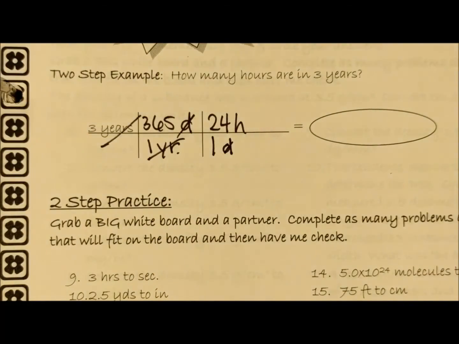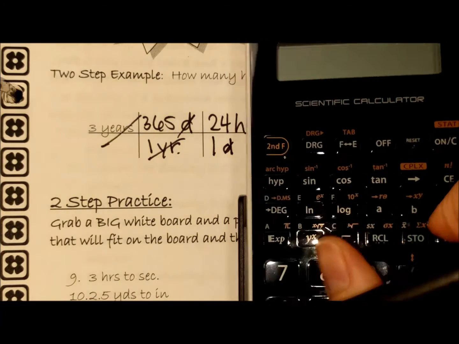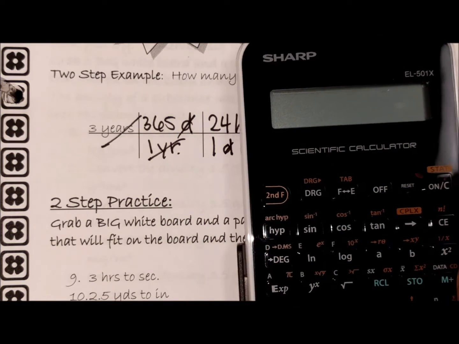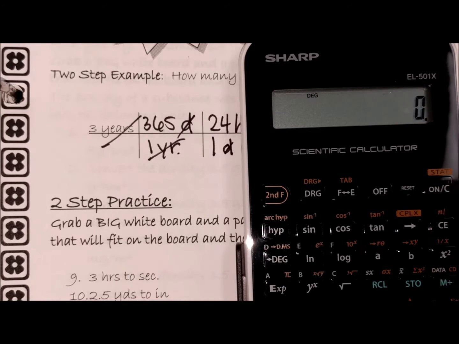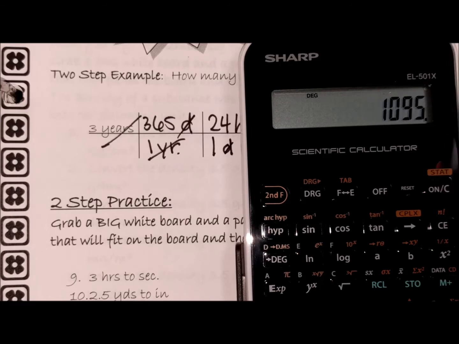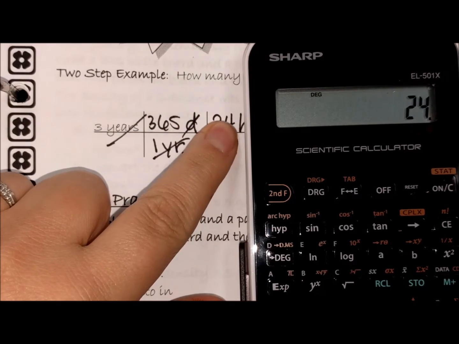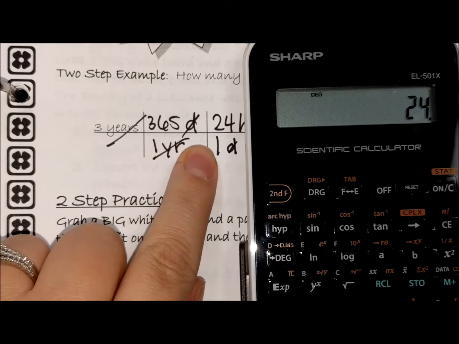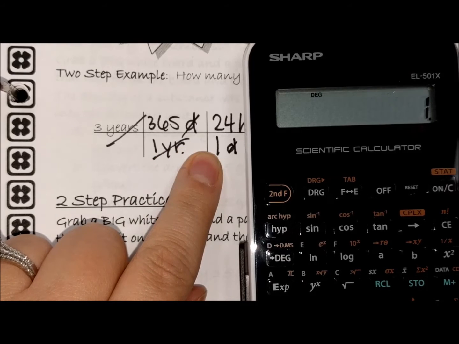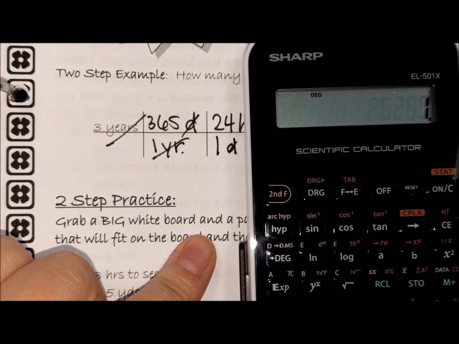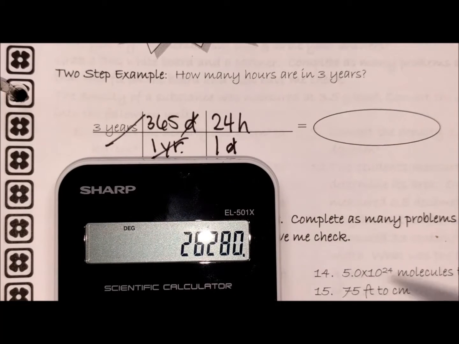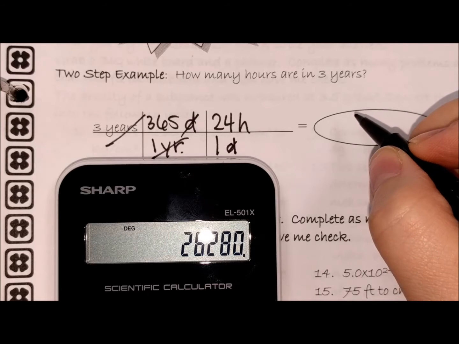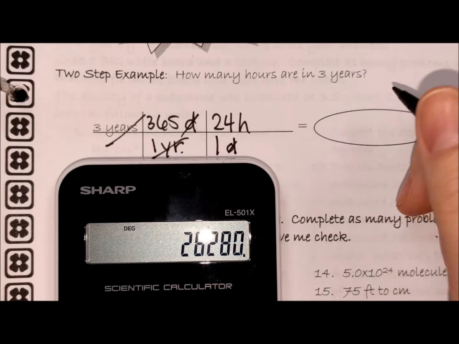So, how do we do this math? Well, what you want to do is you want to put in what they give you. So they give you 3 times 365 times 24. You multiply straight across, and then you're going to divide by the bottom. In this case, we're dividing by 1. So it doesn't matter how many times you divide by 1, you're going to have the same answer. So here's our answer, 26,280.